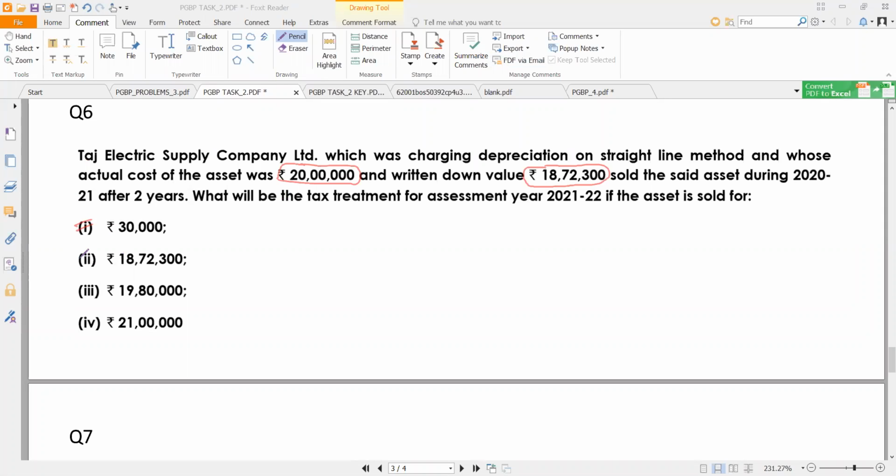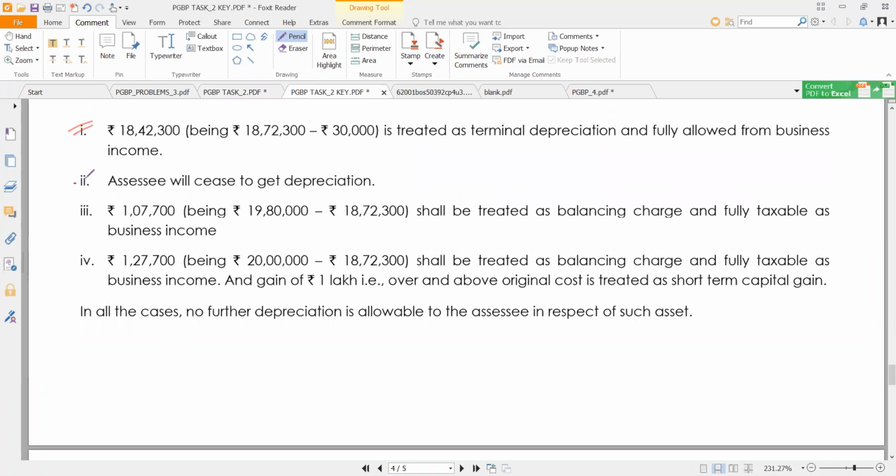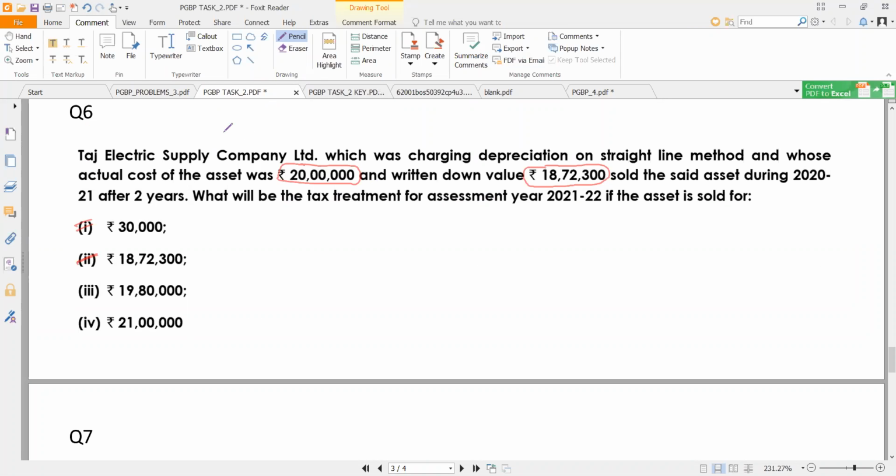Then 18,72,300 exactly, if it is sold for no profit, no loss, nothing, no treatment required. That's it. But of course, depreciation will not be claimed on that anymore because the asset is already sold. And by the way, for electric companies which are claiming depreciation on straight line method, we have to also remember the depreciation is not calculated on the block of assets basis. It is calculated on asset by asset basis. Once the asset is sold, no more depreciation.